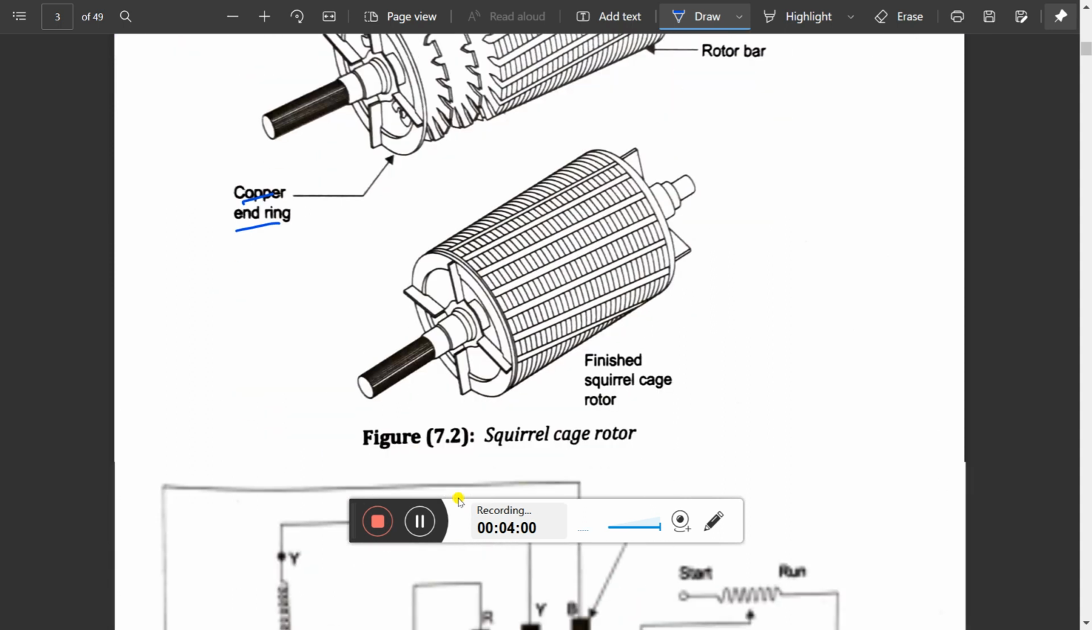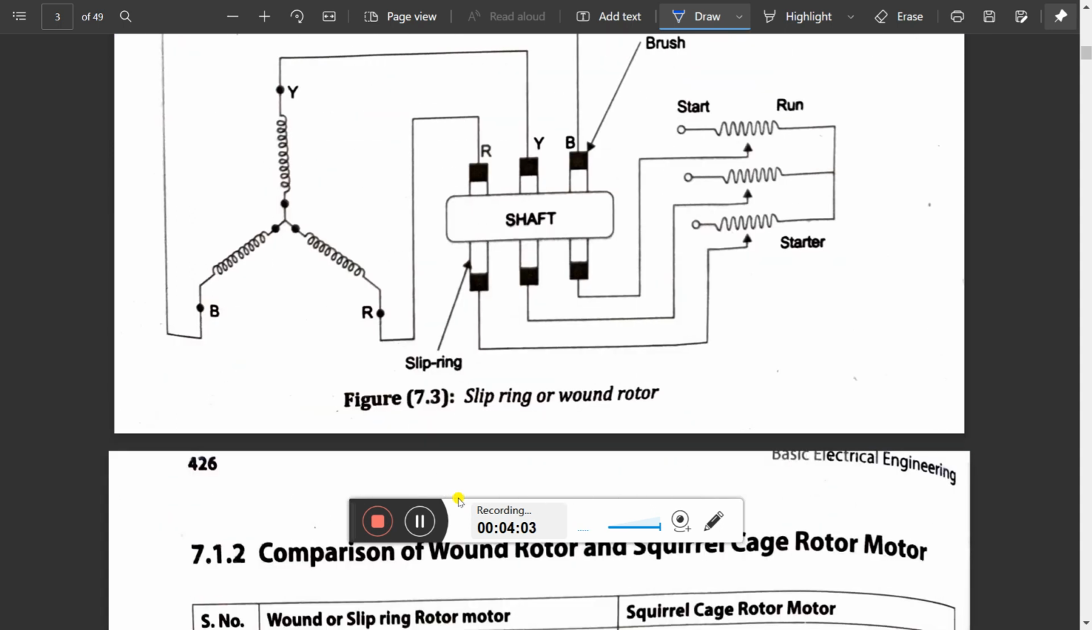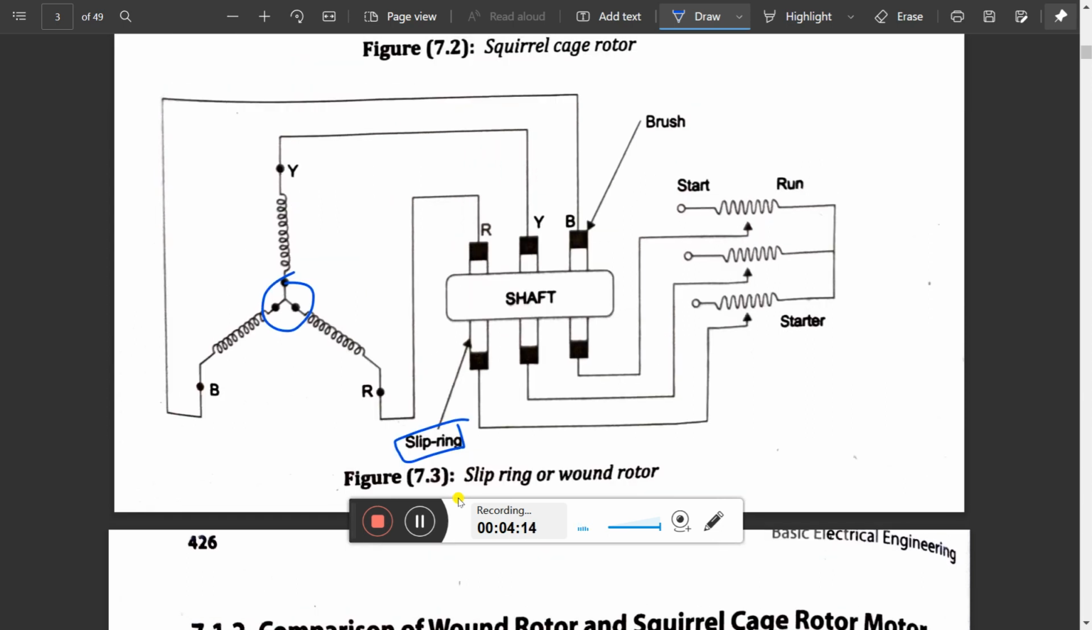Coming to the slip ring induction motor, on the shaft we use a winding and these are connected to the slip rings. These three slip rings, R, Y, B, are used to connect external resistance. In the next classes, we will observe the use of this external resistance, and how it helps to get maximum torque at starting.